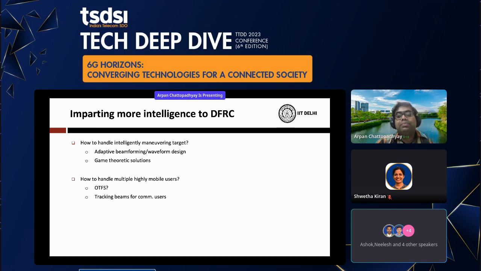How will you handle multiple highly mobile users? Perhaps you can use OTFS signaling, or you can have multiple tracking beams for the communication users. It's not clear yet. If you have a large number of communication users and targets, and all of them are moving, then how will you perform beam scheduling? Because that's a very important thing. If you have multiple beams and you want to schedule those beams, how will you do that? Because you have to learn, or you have to predict, where the users and the targets will be. So a lot of learning will be involved here.